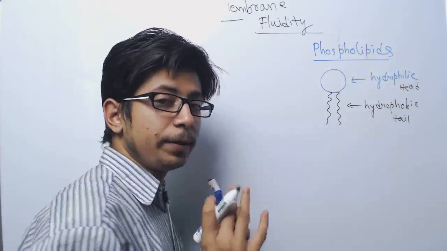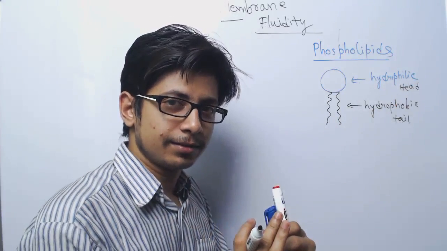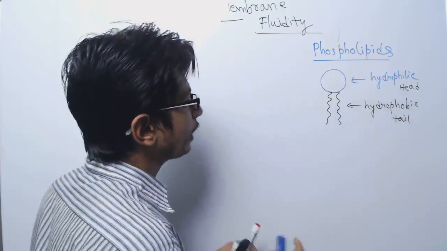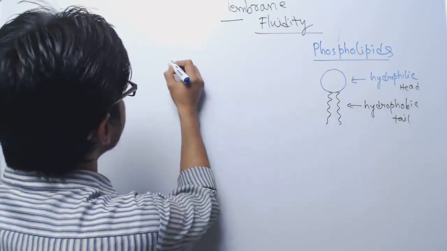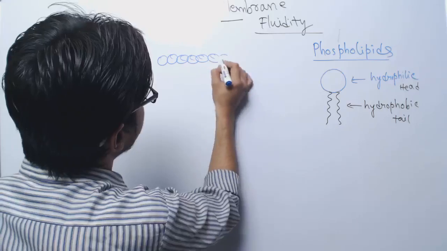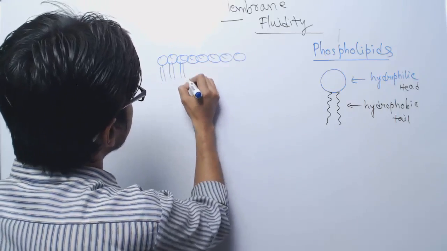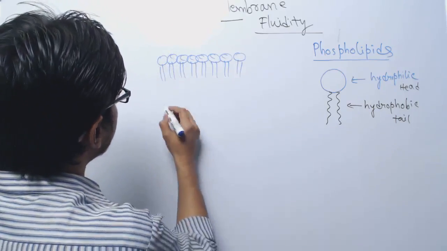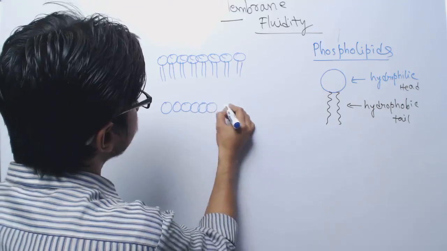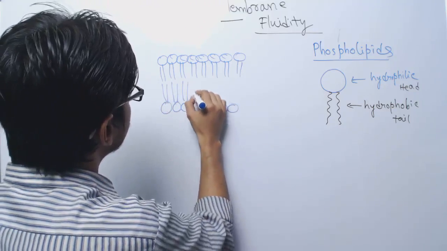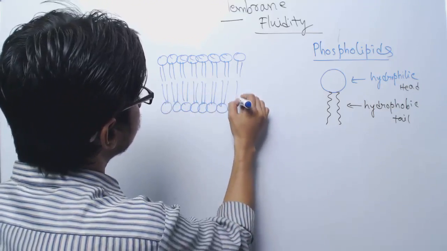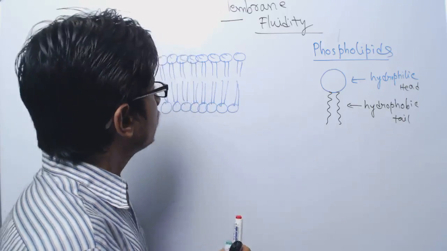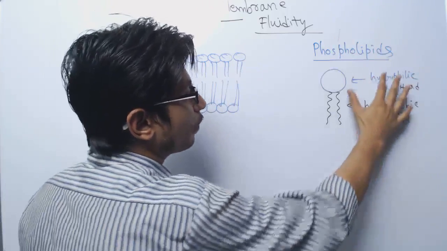Now, a lot of these phospholipid molecules are joined with each other and they form the cell membrane. These phospholipids first join with each other in a single layer, like all the heads together, all the tails together. This is a single layer or monolayer. Then we have another same layer, and here we go. So it is a double layer. Both these layers contain phospholipids.